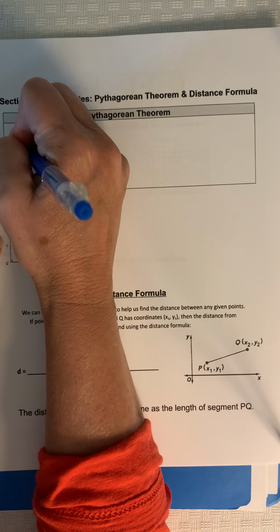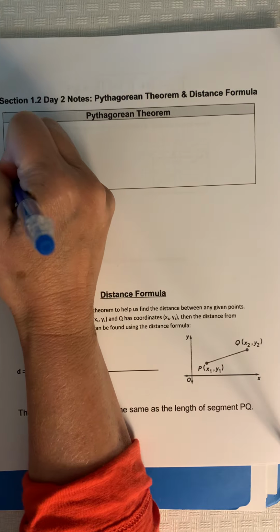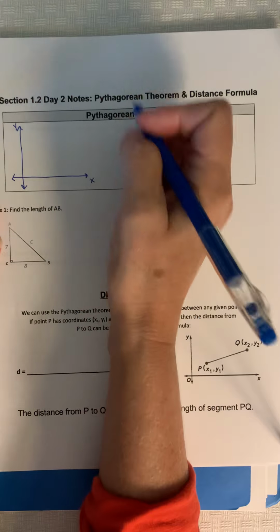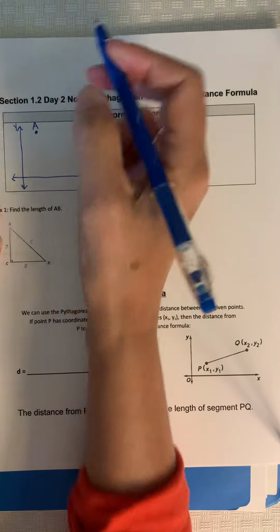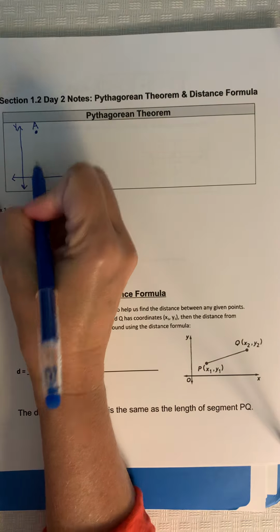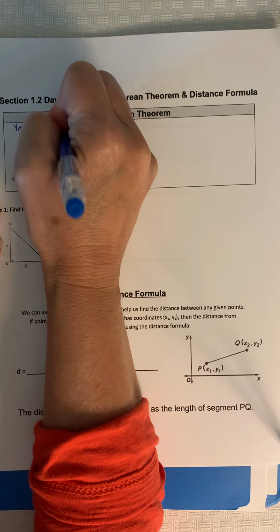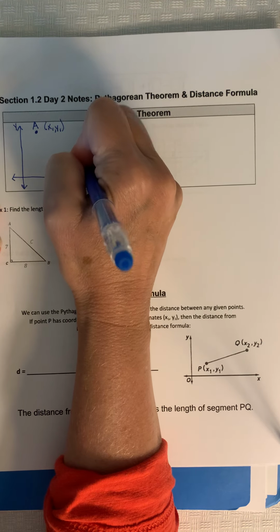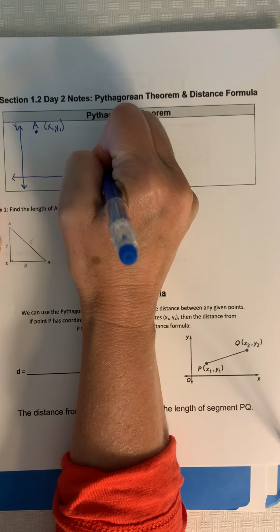So if we draw our coordinate plane, we know this is our y-axis, and we know this is our x-axis. So let's say I have a point here, A, and the coordinates we're just going to call x1, y1. And I have a point here, B, and we're going to say that the coordinates here are x2, y2.